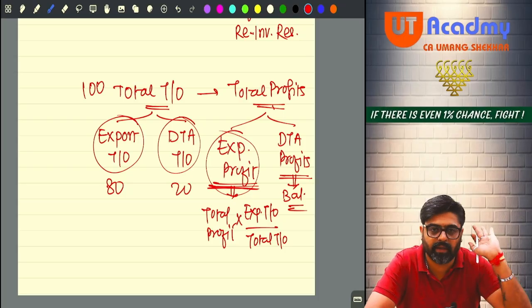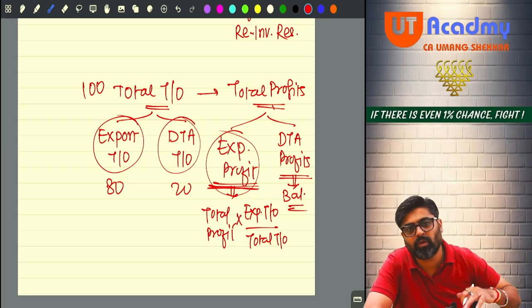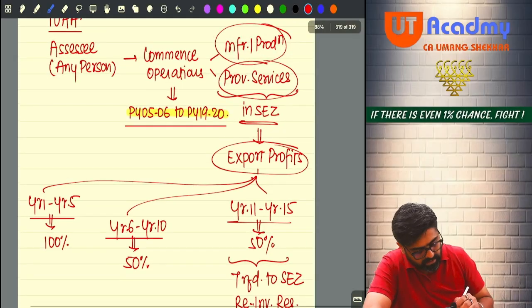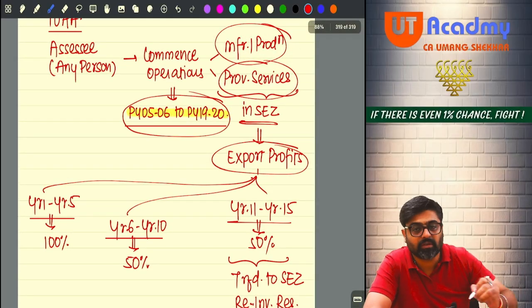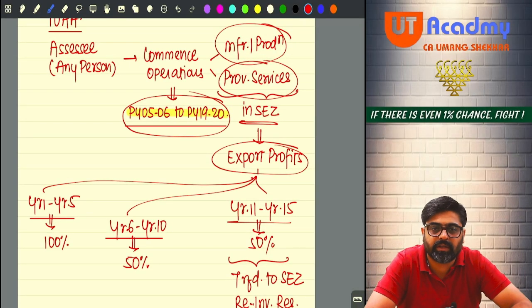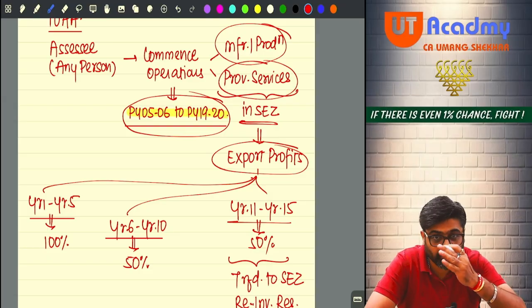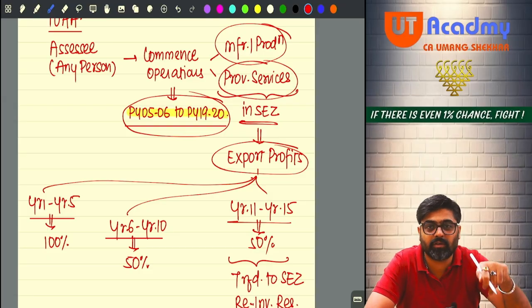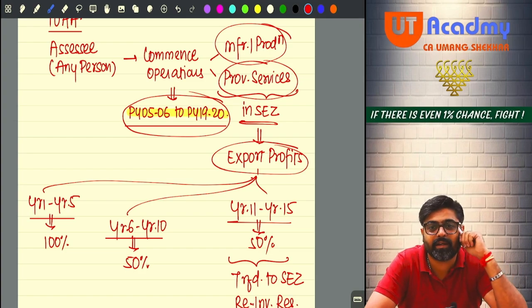This was your 10AA. But this deduction was available only if you had started doing business from 2005-06 to 2019-20. Meaning that the assessees who have already established their manufacturing units and service units in SEZ from this period, currently also they are getting the deduction under 10AA.